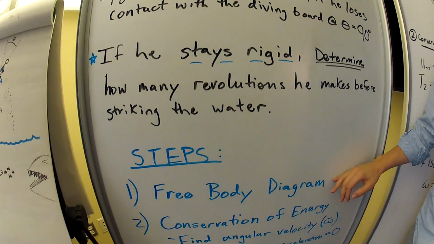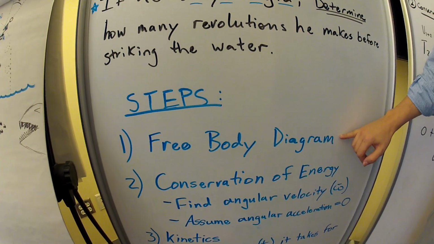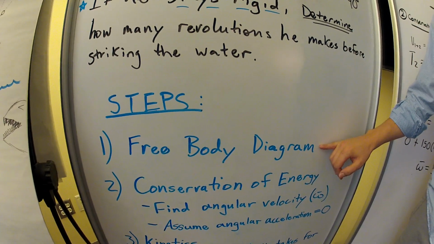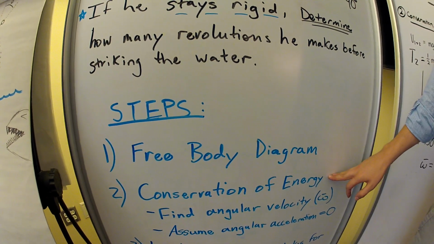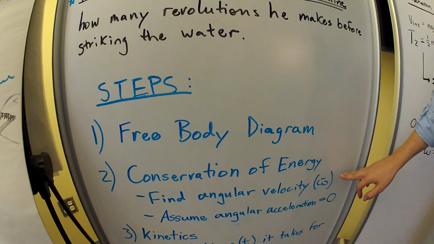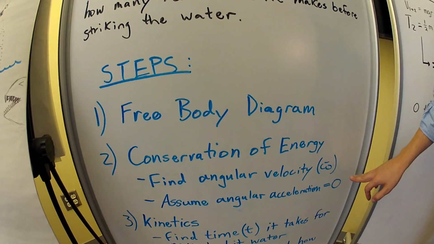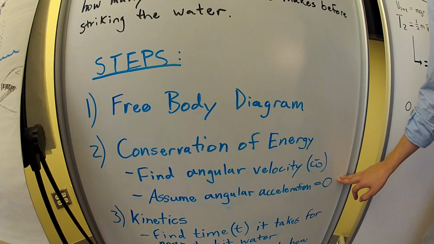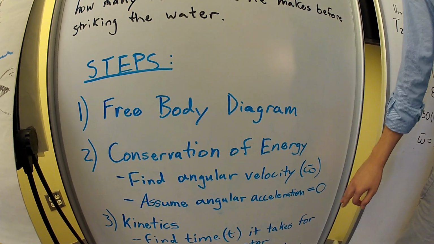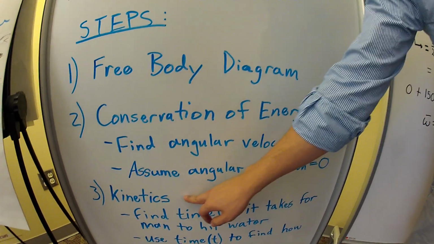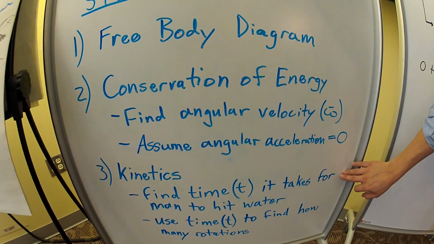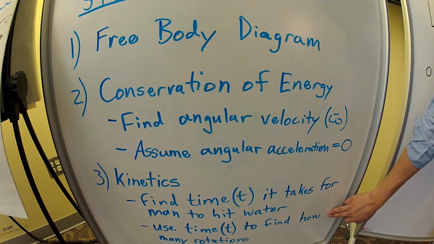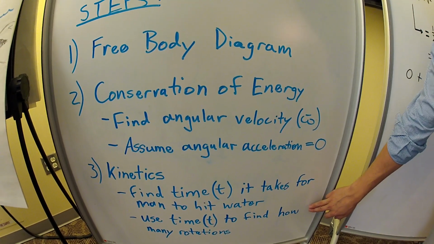The steps to our problem, as with all statics, dynamics, and strength of materials problems, we're going to start out with a free body diagram and analyze that. We're going to move to conservation of energy and find the angular velocity from that. Then, assuming that the angular acceleration is 0 due to him staying rigid, we're going to move to kinematics, find the time t that it takes for the man to hit the water, and use that time to find out how many rotations using angular kinematics.